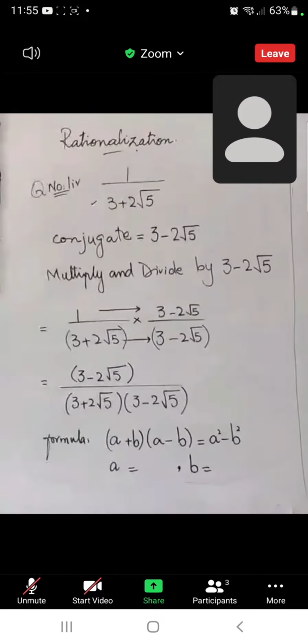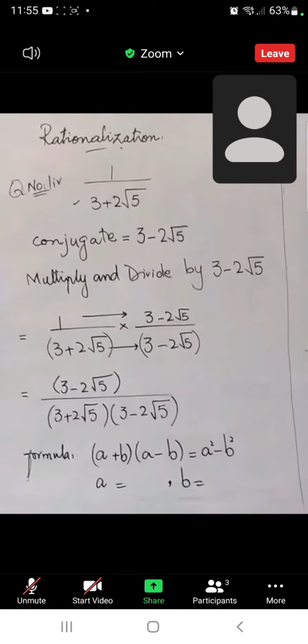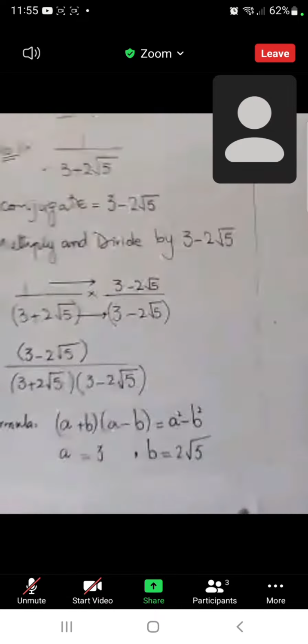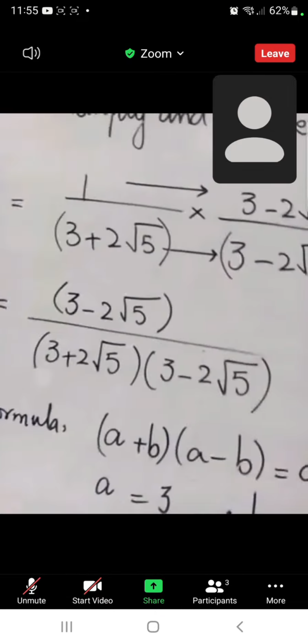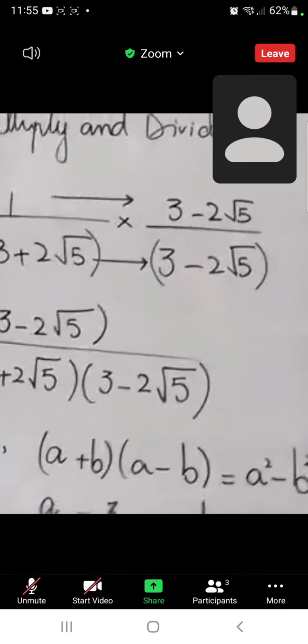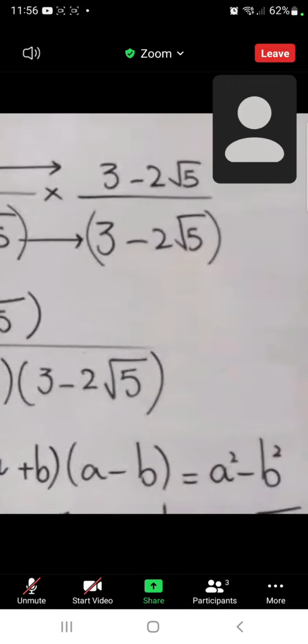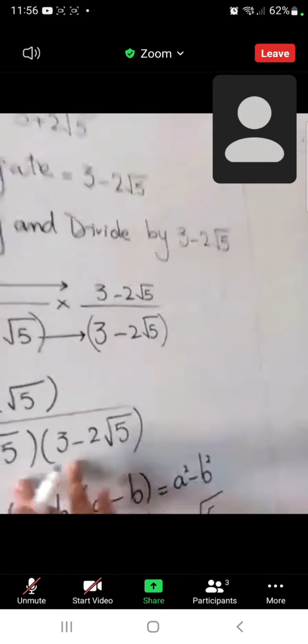What is a? A is the square root. The term in the numerator will remain the same because there is no process to do with it: 3 minus 2 times under root 5. Now we will apply the formula upon it. The opened form is given.